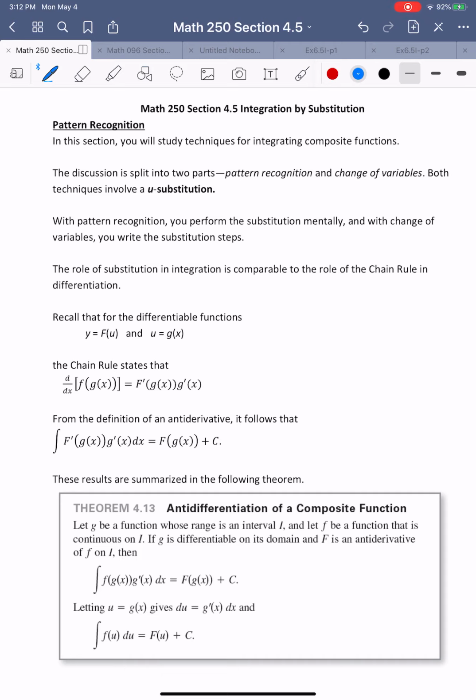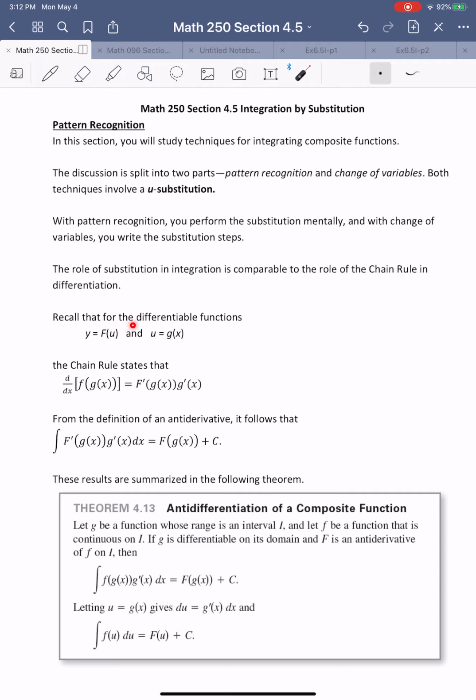So, pattern recognition. In this section, you will study a technique for the integration of composite functions. The discussion is split into two parts: one is pattern recognition and the other is change of variable. Both techniques involve the use of substitution. With pattern recognition, you perform the substitution mentally, and with change of variable, you write the substitution step. The role of substitution in integration is comparable to the chain rule in differentiation.